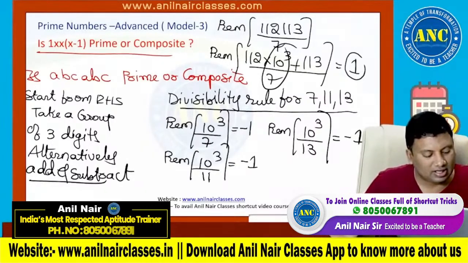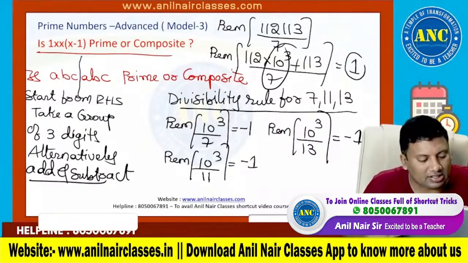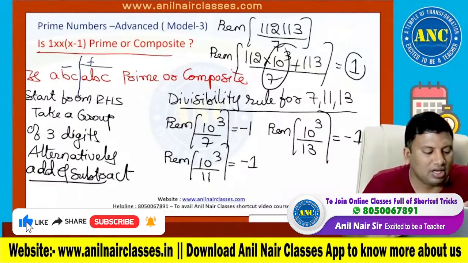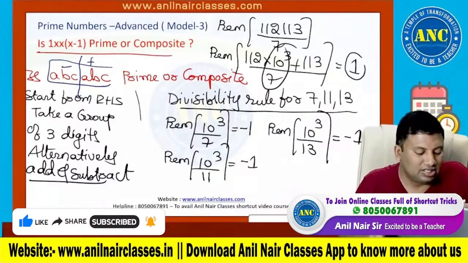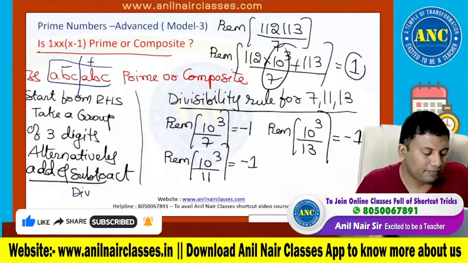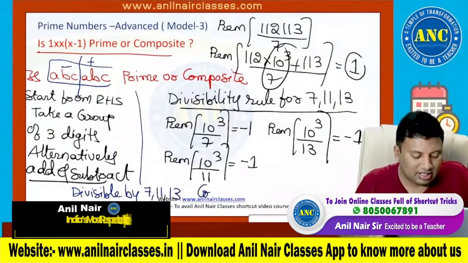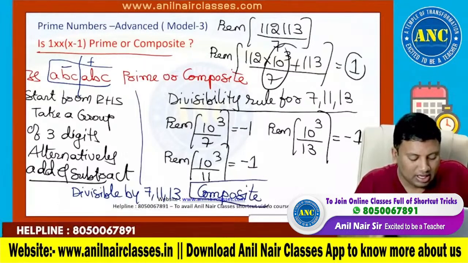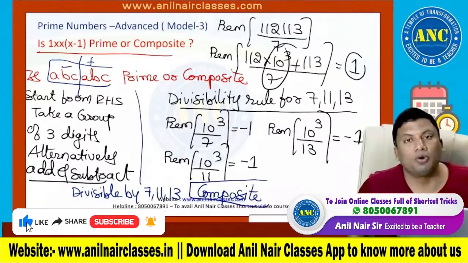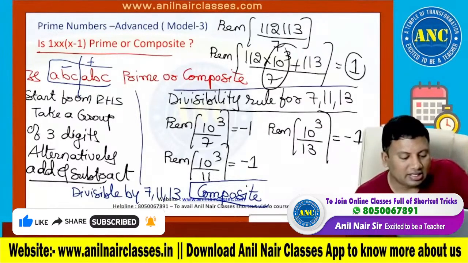Now see here. If I take a group of 3 digits and alternately add and subtract, ABC minus ABC is 0. That means this number is divisible by 7, 11, 13. So the answer is a composite number. Proving that a number is composite is much easier than proving a number is prime. I hope the idea is clear.